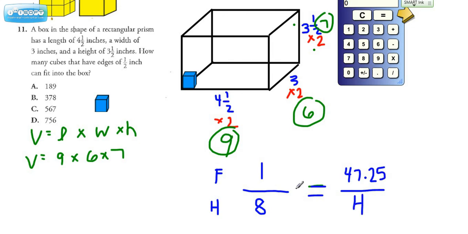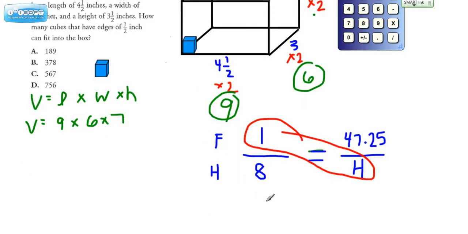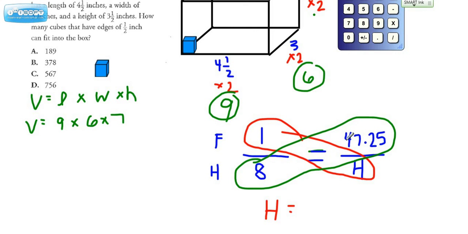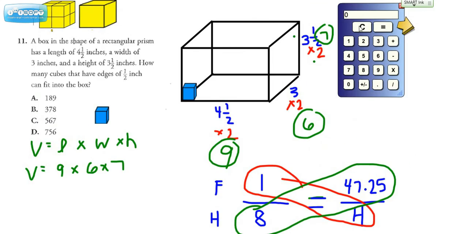So if you would solve this proportion, 1 times h would be h. And you would just have to go ahead and do 8 times this number. Let's show it on the calculator. 47.25 times 8 equals. And we get the same answer we would have gotten if we multiplied the green numbers together.